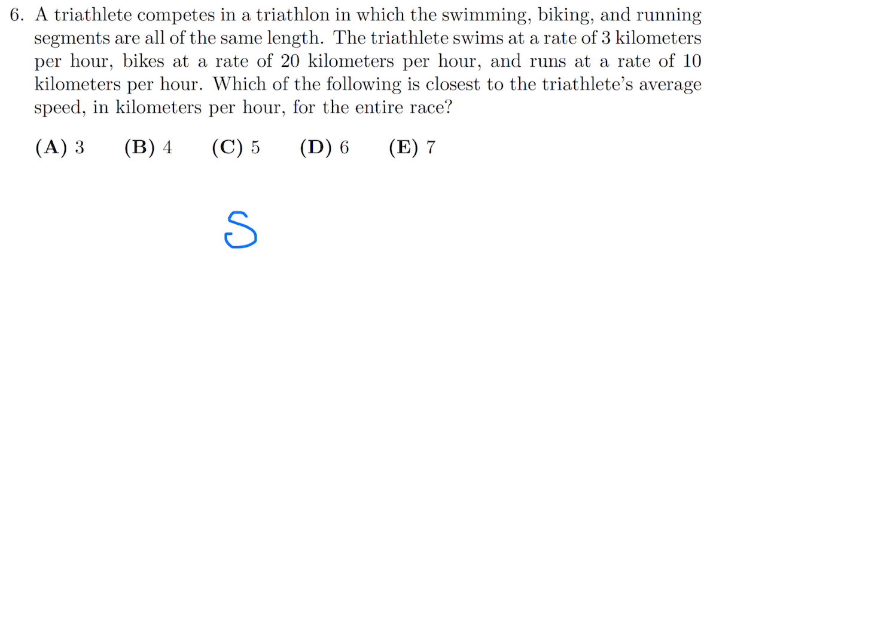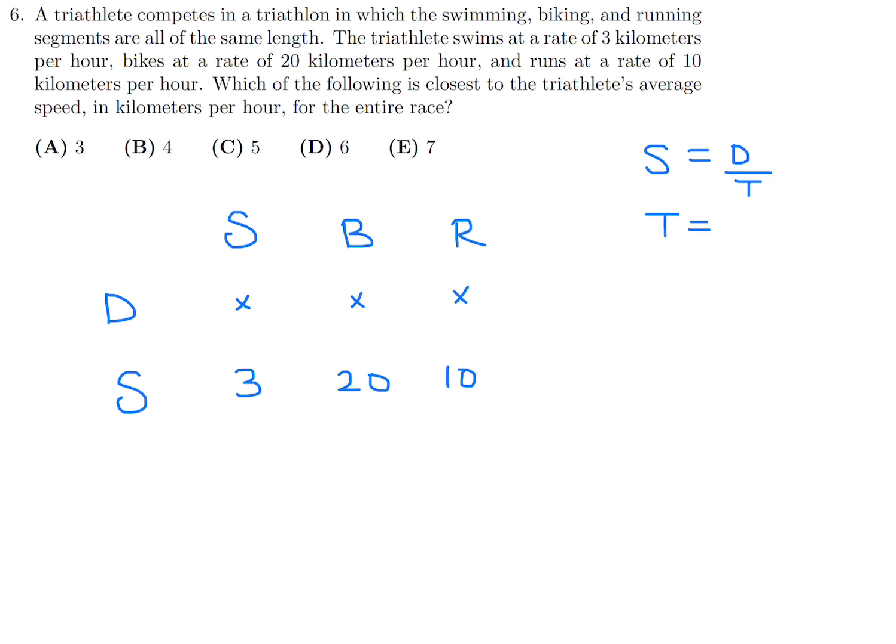So we've got the swim, the bike, and the run. And let's just say all the distances are x, x, x, and x. The speeds, however, are a little bit different. They're 3, 20, and 10. So speed is equal to distance over time. That's our formula. And any variation of this formula, for example, time is equal to distance over speed.